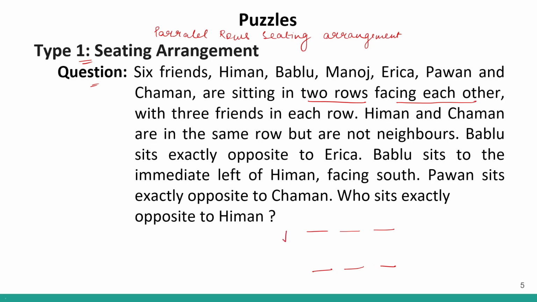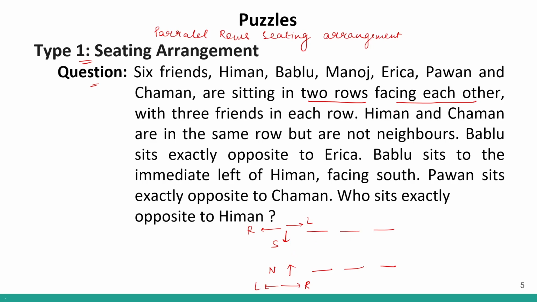So facing each other means the top row will be facing south and the bottom row will be facing north. Then only can they face each other, right? So if the bottom row is facing north, this will be the right side and this will be the left side, correct? And if they're facing south, this will be the left side, this will be the right side, just opposite. So this information is also important to solve questions on seating arrangement.